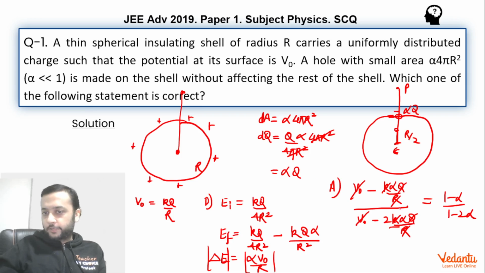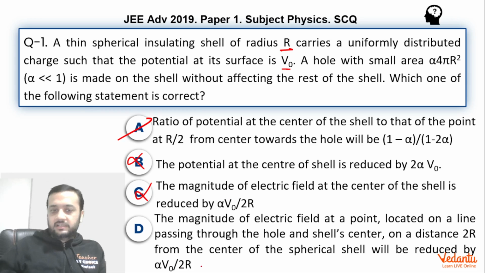Even if you would have taken point P here, then also these two things would have remained the same. And here we would have gotten 3R whole square, which would have become 9R square. Then also option D would have been wrong because it says alpha V naught by 2R. So as you can see, option A was the correct answer. The question was simple, and I'm sure most of the students in India would have done this. Thank you.